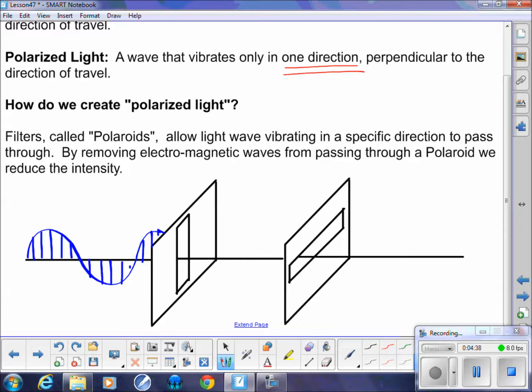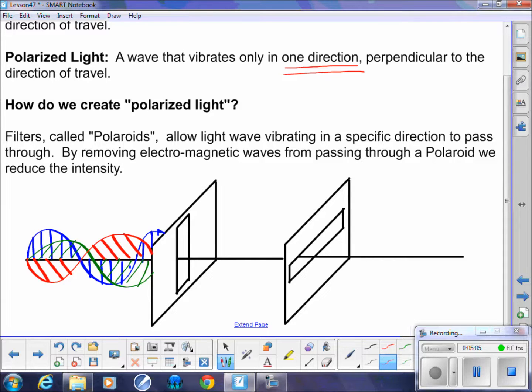Just like that. And I'm going to stop it at the Polaroid. Now I'm going to try drawing a couple other waves. So let's do the green wave, and let's put it on this kind of slant here. And again, we're only looking at one type. I'm not drawing the magnetic and the electric field. I'm just drawing the electric field. And then let's put a red wave in here, and this red wave we'll put it on this kind of angle.